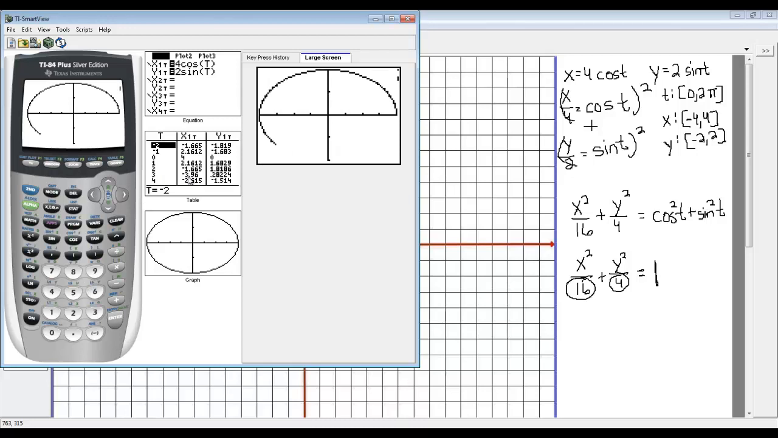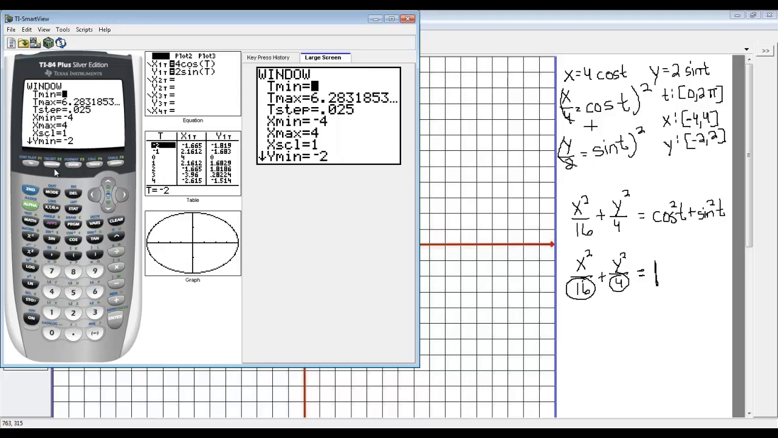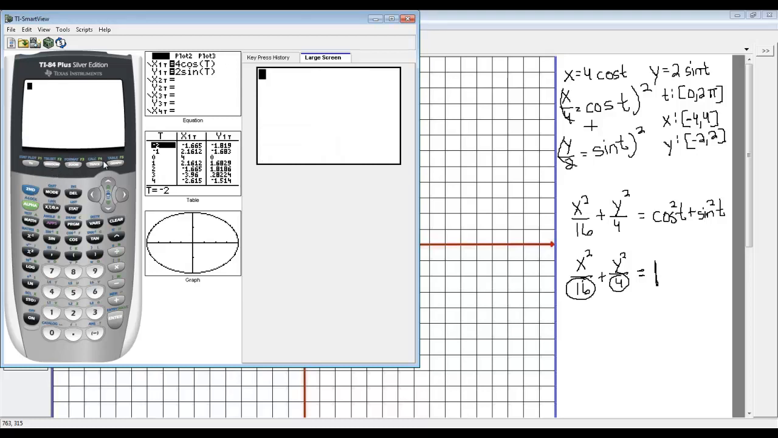If you're too drastic with your t step, then it's going to have fewer points and connect with straight edges instead of being rounder. It's just the way the calculator works with that. But there you go. There's your ellipse. The x value is going from negative 4 to 4. Y value is going from negative 2 to 2. So it is important when you're doing parametric graphing to make sure you go to your window and set it appropriately. Because you got to make sure you have the right parameters in there.